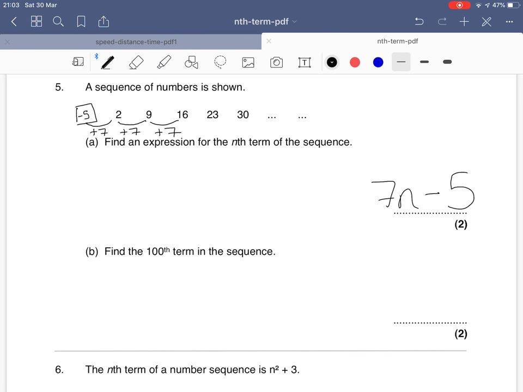Find the hundredth term in the sequence. So we replace n with 100. So we're going to do 7 times 100 and then take away 5. So 7 times 100 is 700. So we've got 700, take away 5, which is 695.